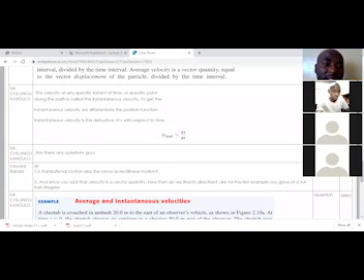Can you repeat on the non-rectilinear motion? The what? Okay, non-rectilinear, rectilinear motion.